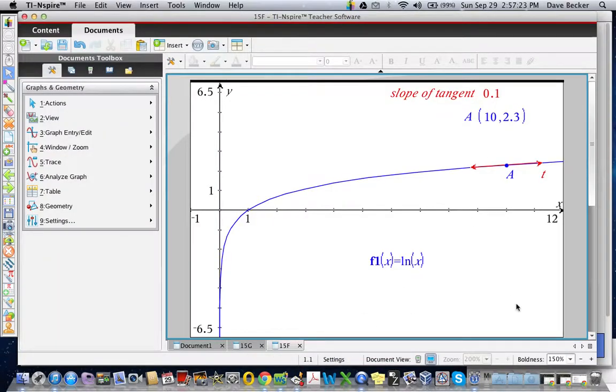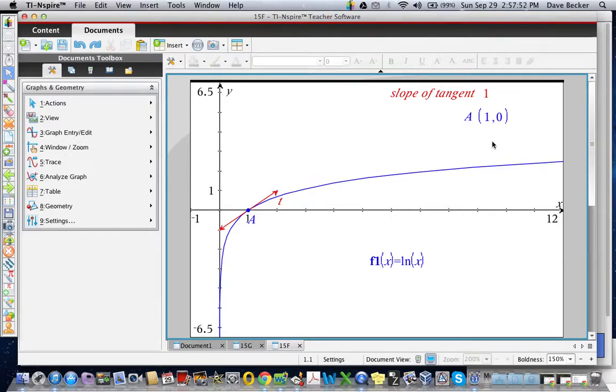Let's review. When x is 10, 1 over 10 is 0.1, the slope of the tangent to the curve. When x is 5, 1 over 5 is 0.2, the slope of the tangent to the curve. When x is 4, 1 over 4 is 0.25. When x is 3, 1 over 3 is 0.33333, and so on. 2, 1 over 2 is 0.5. 1 over 1 is 1.